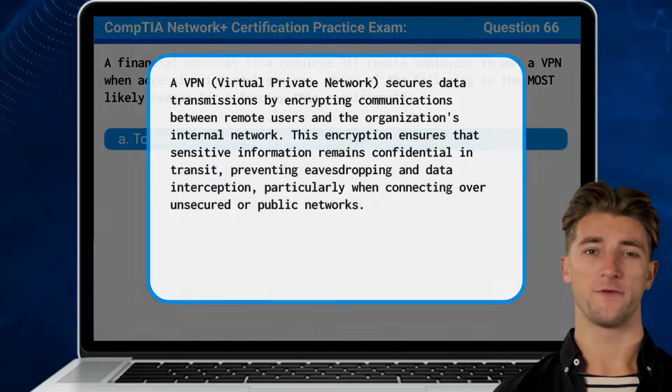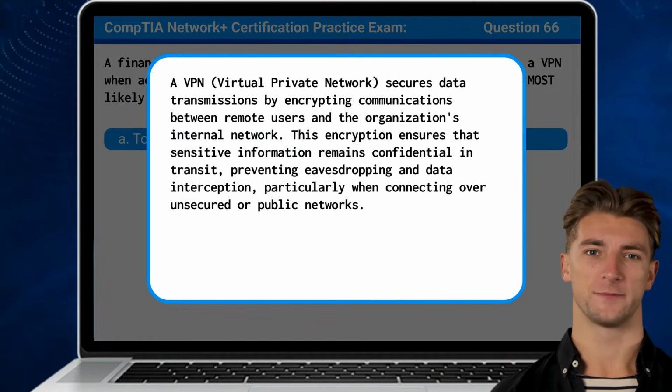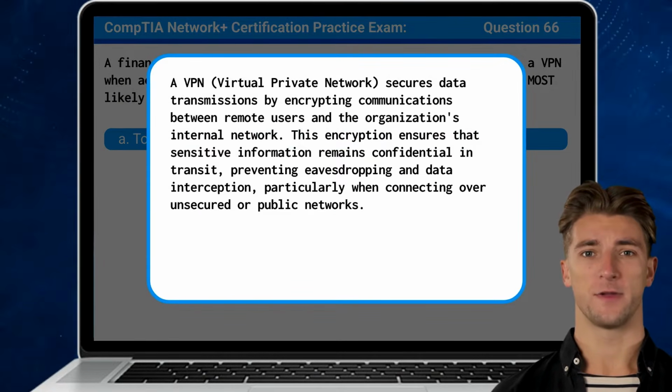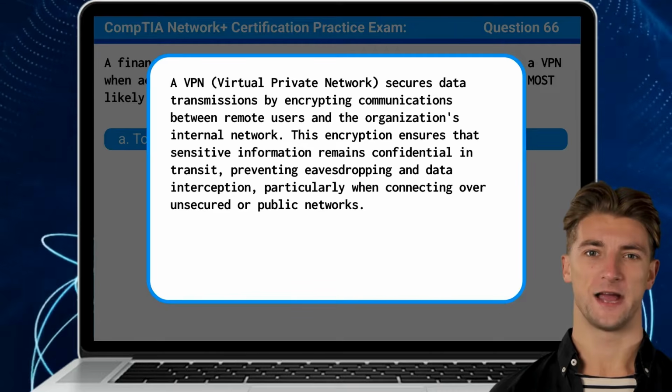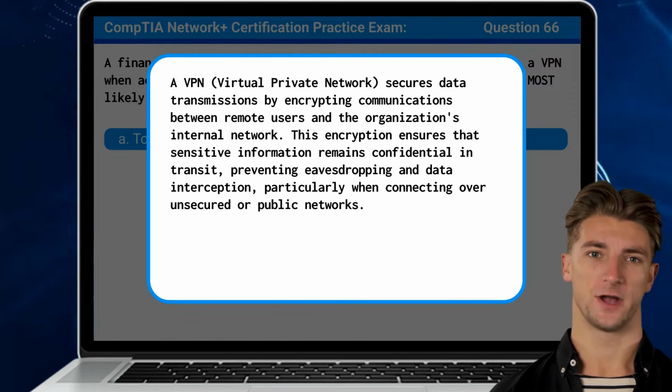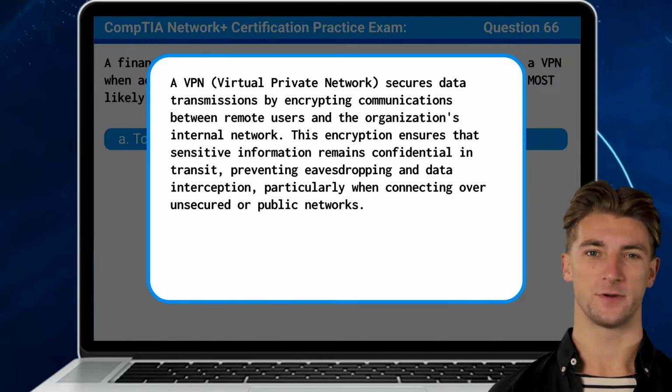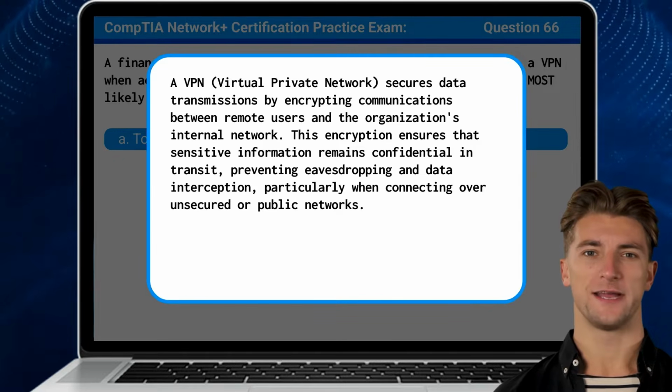A VPN, or virtual private network, secures data transmissions by encrypting communications between remote users and the organization's internal network. This encryption ensures that sensitive information remains confidential in transit, preventing eavesdropping and data interception, particularly when connecting over unsecured or public networks.